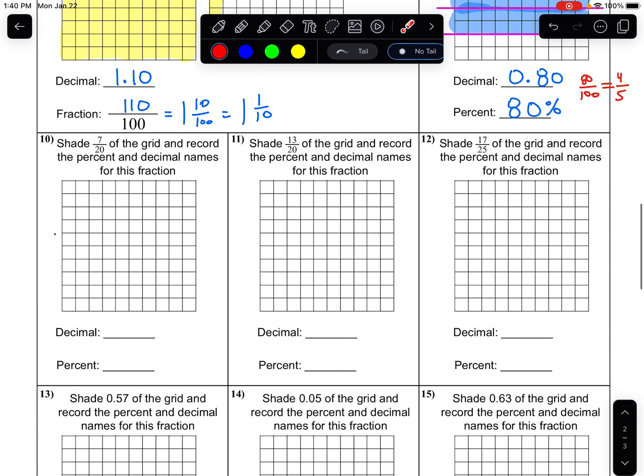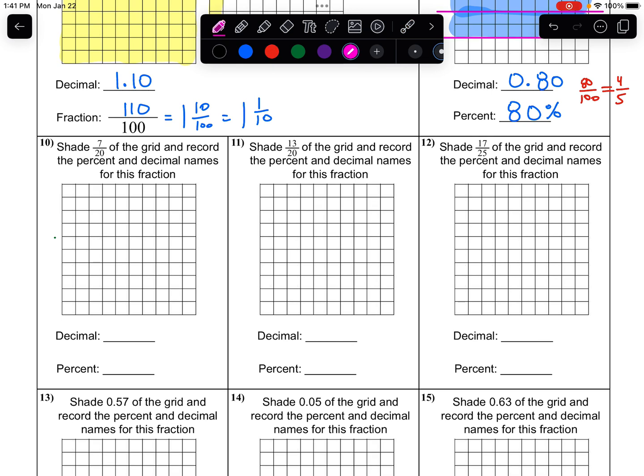You're going to have that same issue with number 10, 11, and 12. So let's take a look at 10 right now. 7 over 20. So we can break this up into 20 equal pieces, or what I'm going to do is break this up into 20 squares. So that's 20 squares, just like last time.